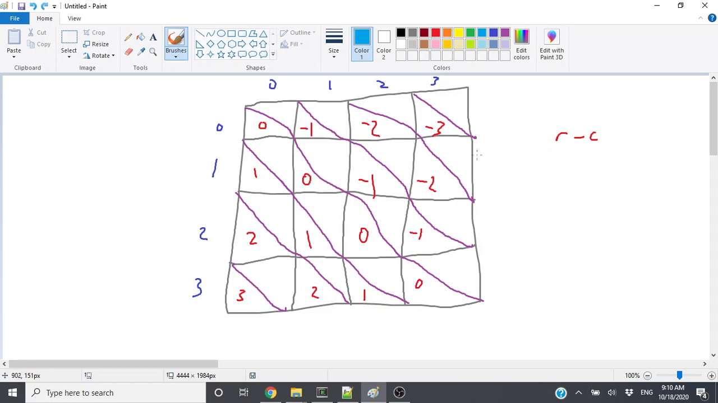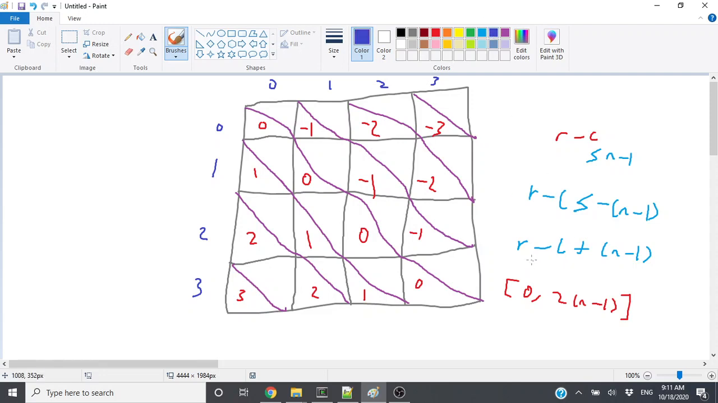The problem is we have negative values. However, because the column is at most n minus 1, the whole value can be at worst negative n minus 1. So if we add n minus 1 to this, then these values are now guaranteed to be positive. And they'll specifically be within the range 0 to 2 times n minus 1, where they were initially in the range negative n minus 1 to positive n minus 1.